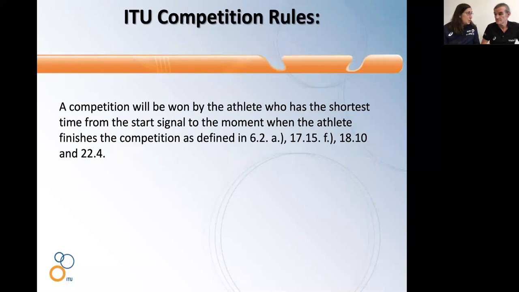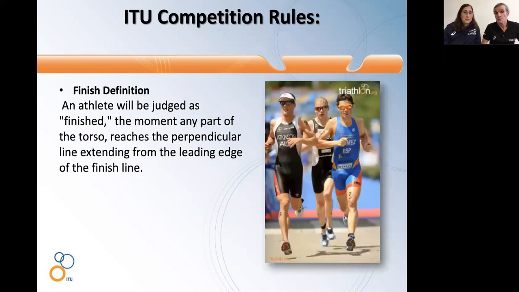A competition has been won when an athlete has the shortest time from the start horn to the moment that athlete finishes the race. So we have to determine when it has actually been determined that the athlete has finished the race. How do we determine that? Basically, it's the moment any part of the torso reaches the leading edge of the finish line. So we have to determine what the torso is.